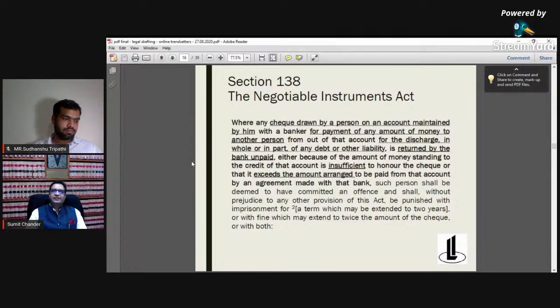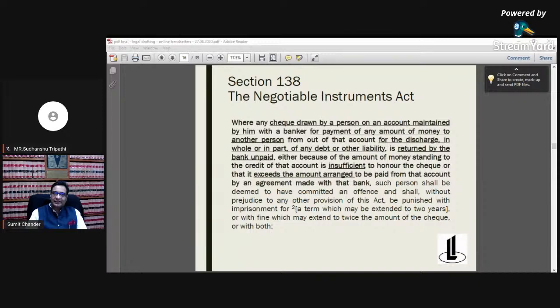Now, Section 138 of the Negotiable Instruments Act says, where any check drawn by a person on an account maintained by him with a banker for payment of any amount of money to another person from out of that account for the discharge in whole or in part of any debt or other liability is returned by the bank unpaid, either because the amount of money standing to the credit of that account is insufficient to honor the check, or that it exceeds the amount arranged to be paid from that account by an agreement made with that bank, such person shall be deemed to have committed the offense.